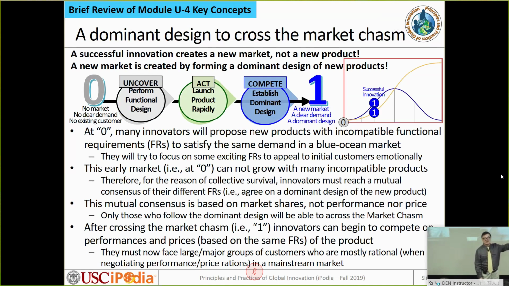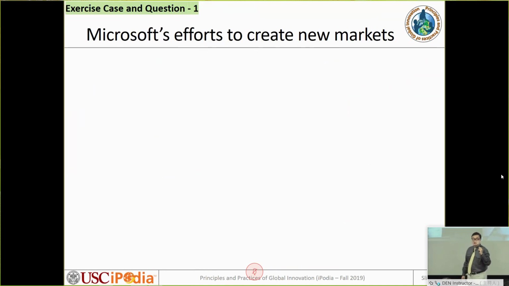So with this, I assume you have already fully understood the concept of the early market, because this will be the last module we talk about the early market. You should also understand the link or the gap between the early and mainstream market, which is the market chasm, and why you need to have a dominant design to cross it, okay? So now, I have the rest of 70 minutes. I wanted to move into the case study.